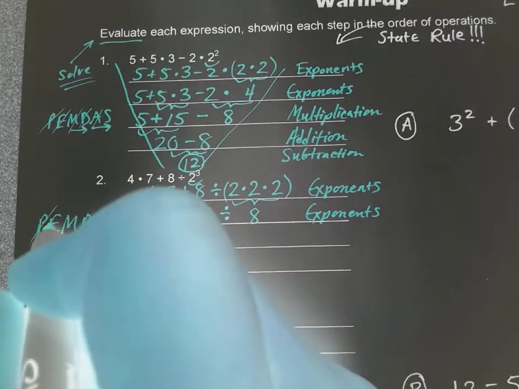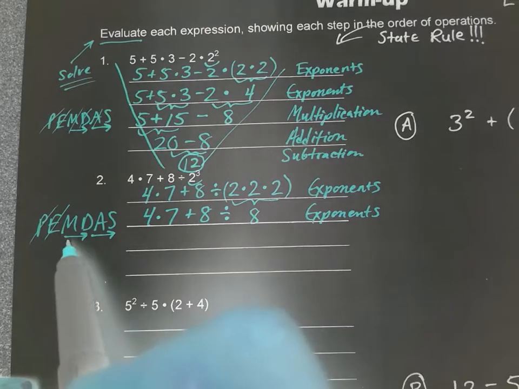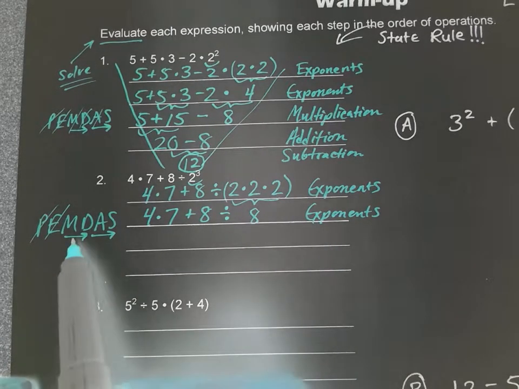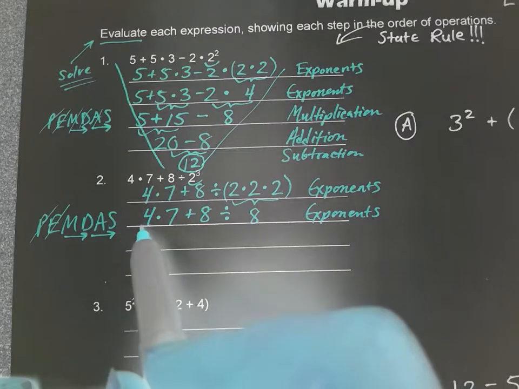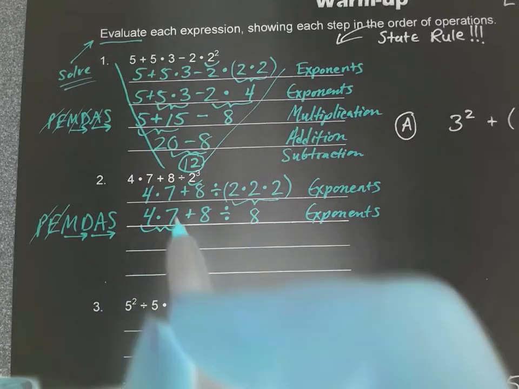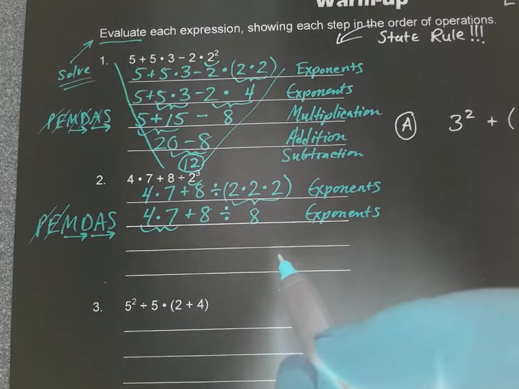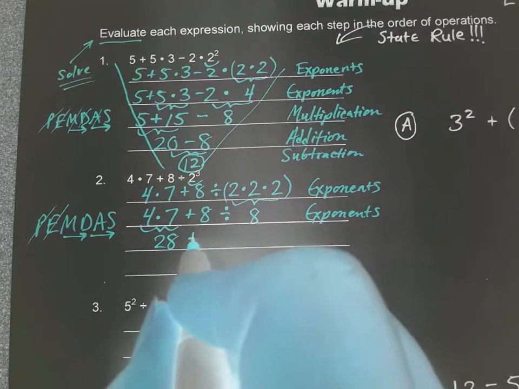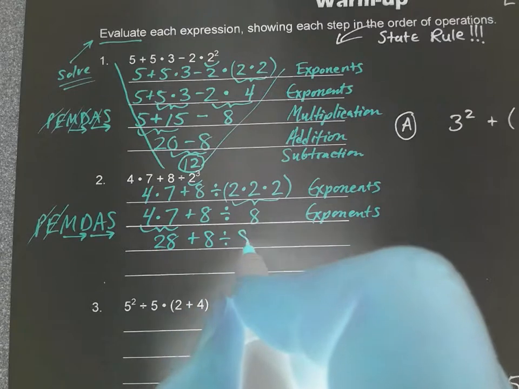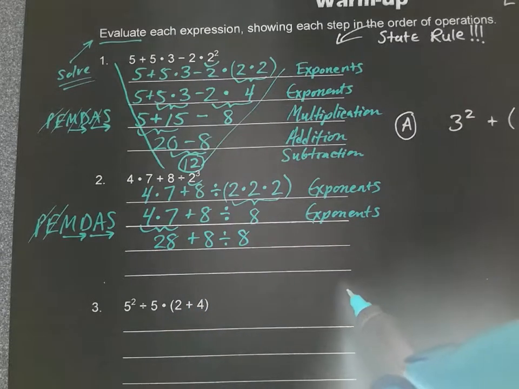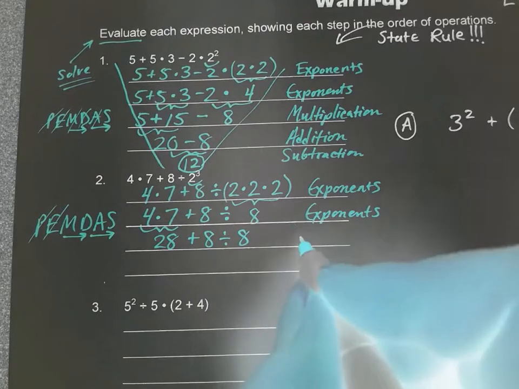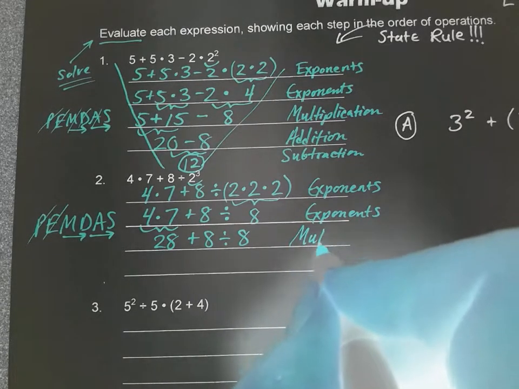Well, exponents are set. Is there any multiplication or division? The answer is yes, I see both. But remember, we have to go in order from left to right. So the first thing I see in the problem is this multiplication. Let's do that now. What is 4 times 7? Oh, 28 will work. And I bring everything else down. This is called line by line work, and it really helps your organization and makes sure that you don't miss any steps. So what did we just simplify? Multiplication.